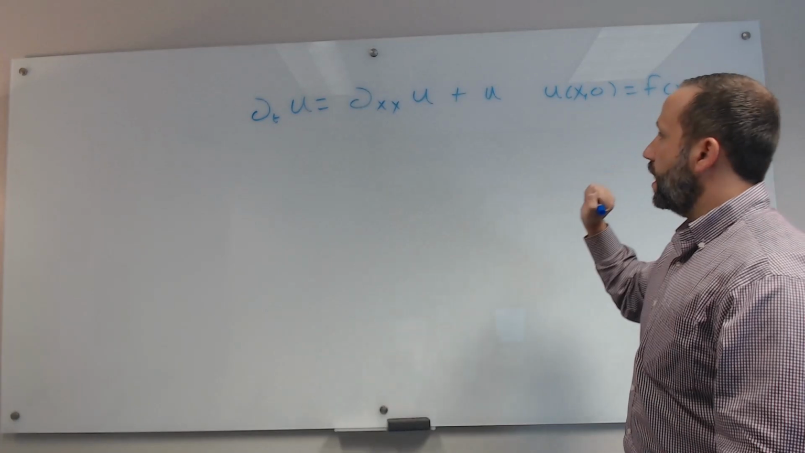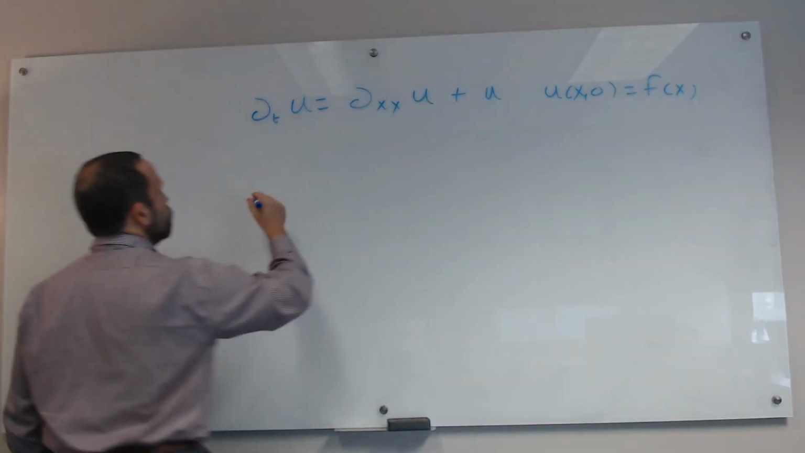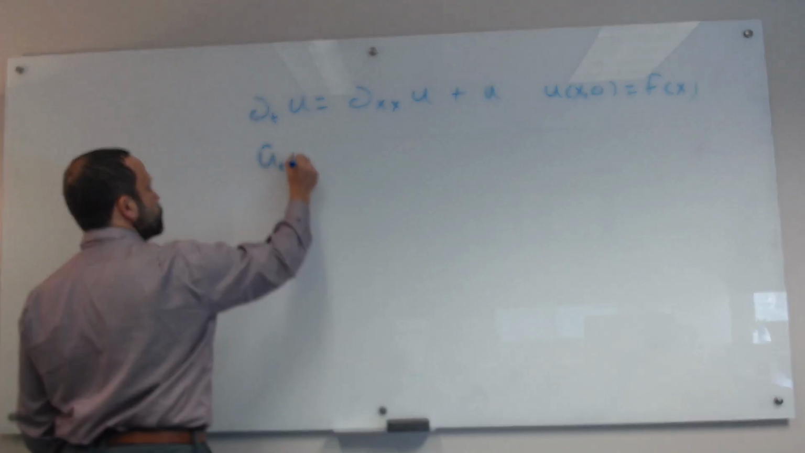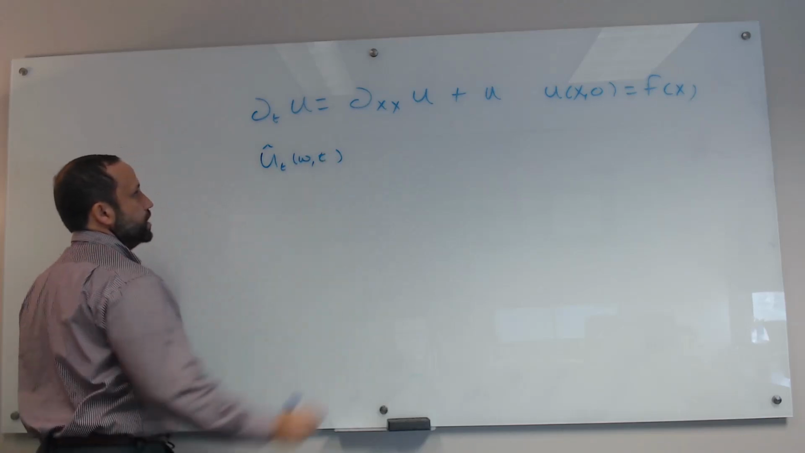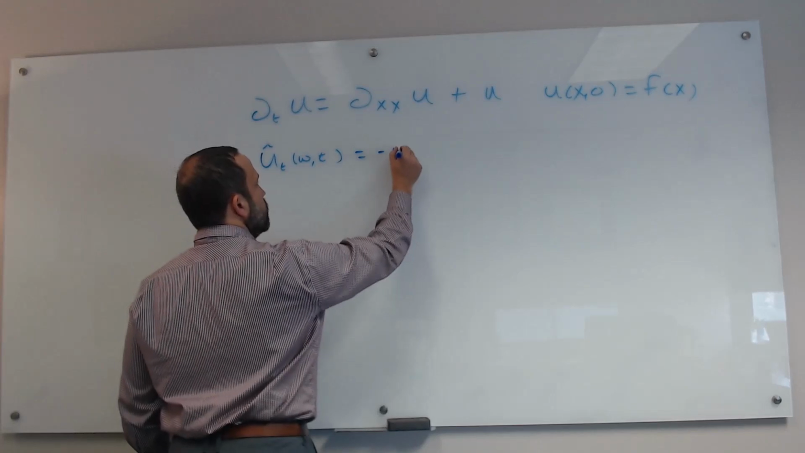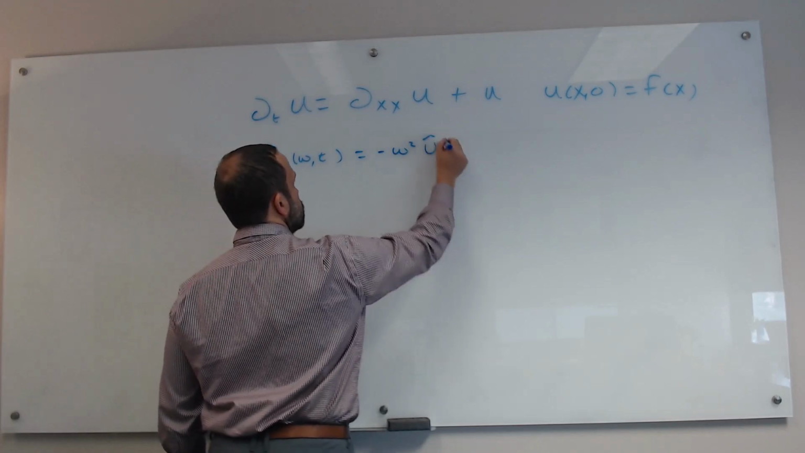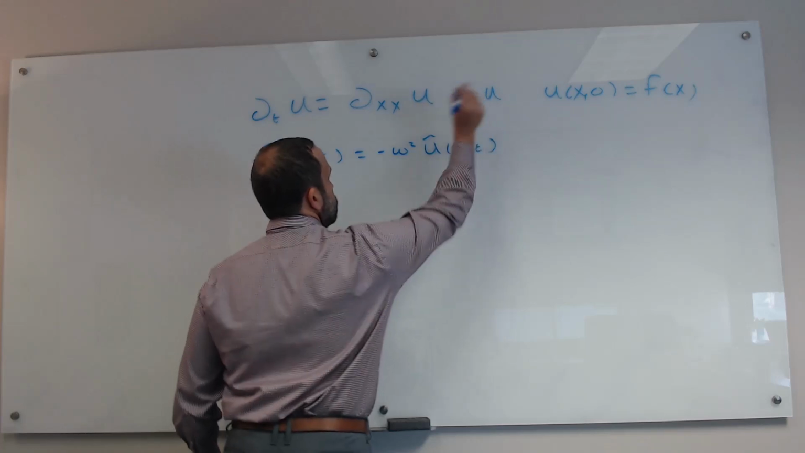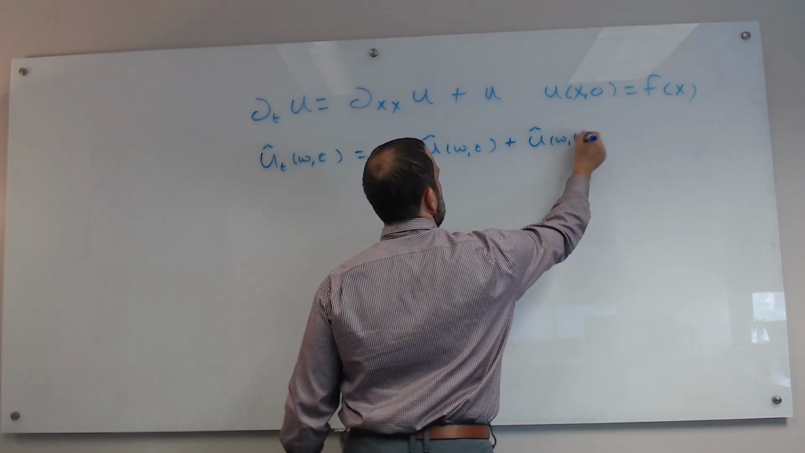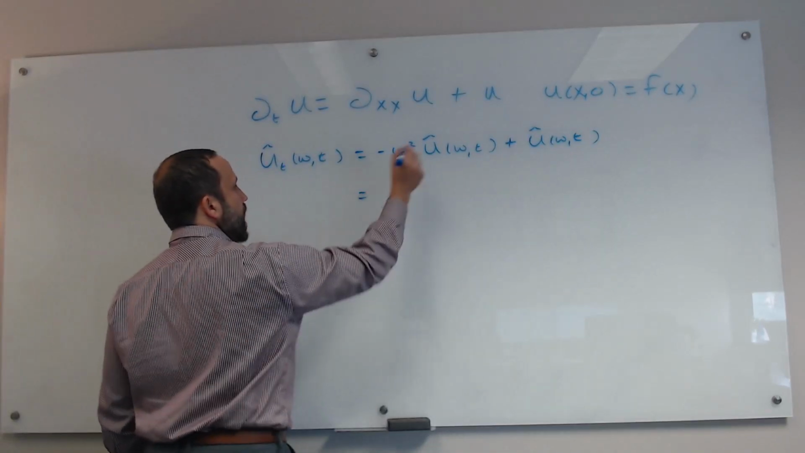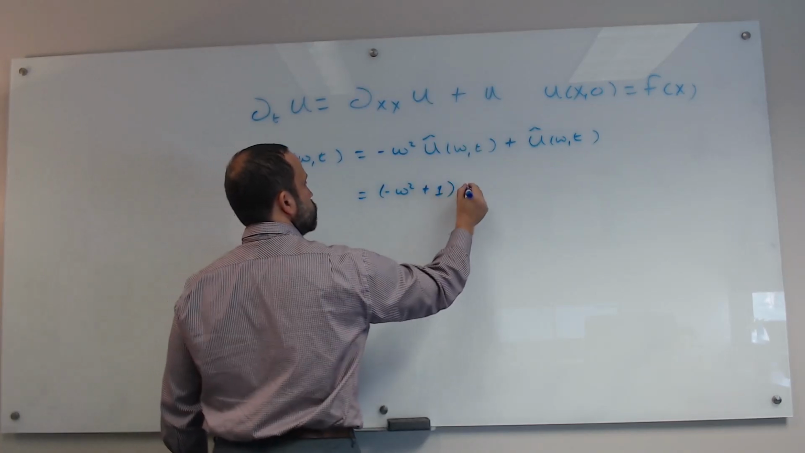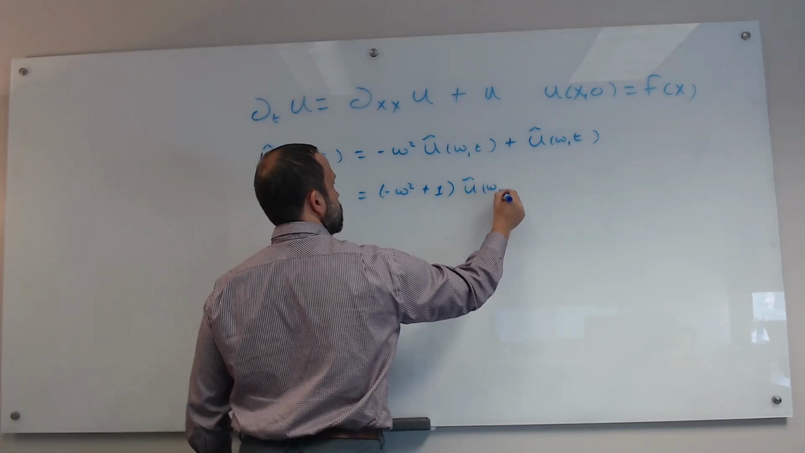So we begin with this equation and we take Fourier transforms of both sides. When I take a Fourier transform of the left-hand side, it becomes the t derivative of the Fourier transform. On the right-hand side, the Fourier transform of the double derivative is minus omega squared times the Fourier transform. And then the Fourier transform of u is just the Fourier transform of u. I can factor out a u hat, and I get minus omega squared plus 1 times u hat of omega, t.